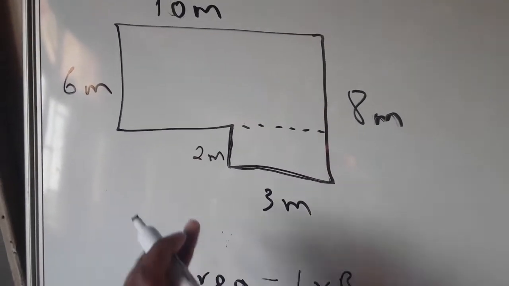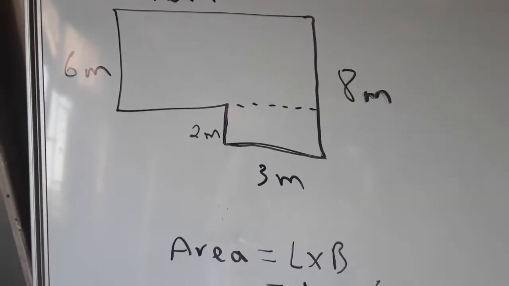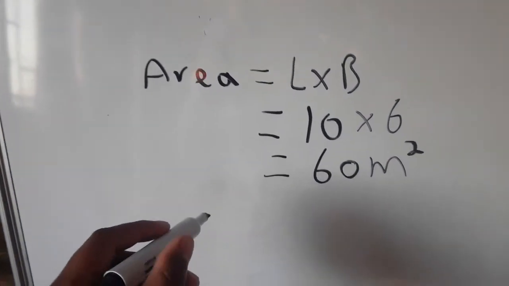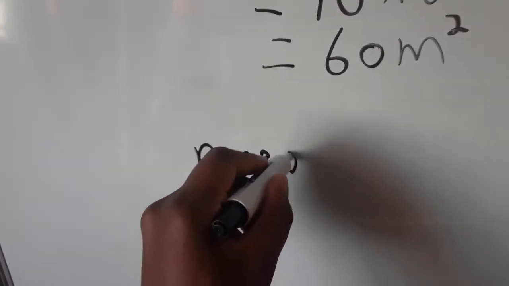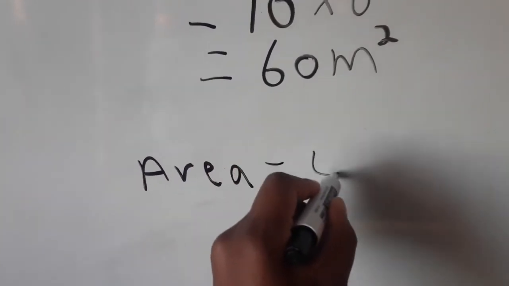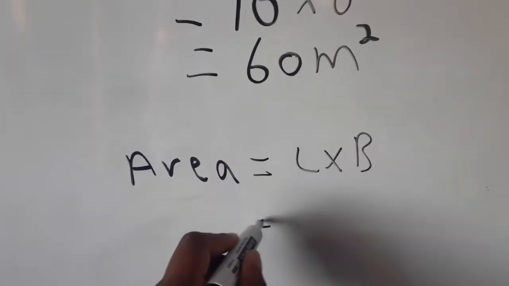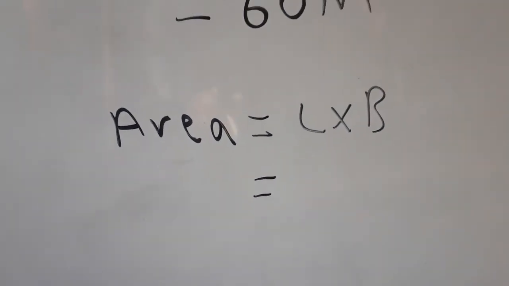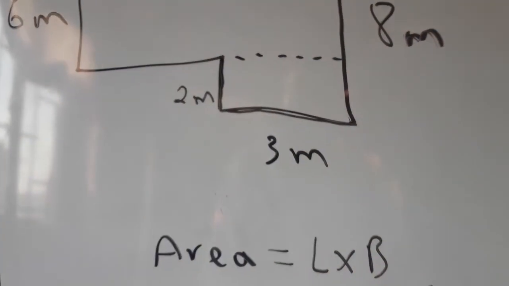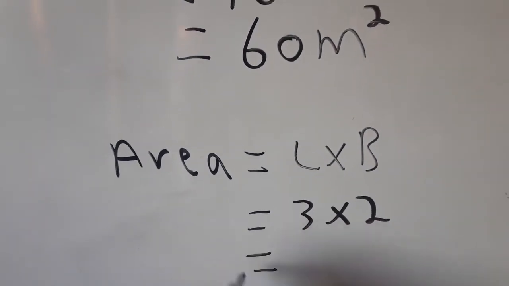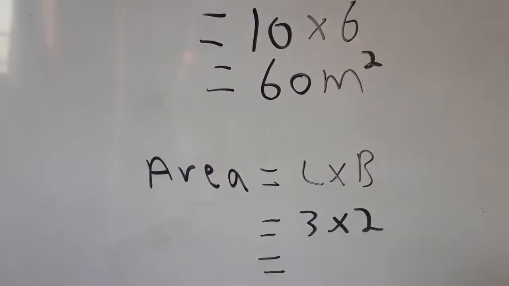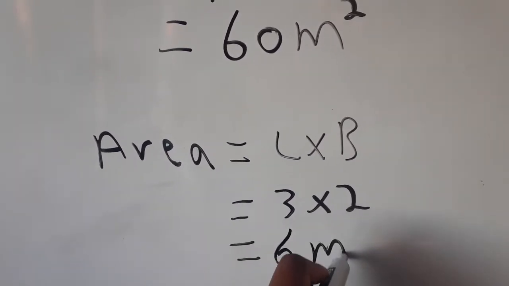So the area of the small rectangle is going to be equal to length times breadth, which is equal to, the length is 3 times 2, the breadth. So 3 times 2 gives us 6 meters squared.